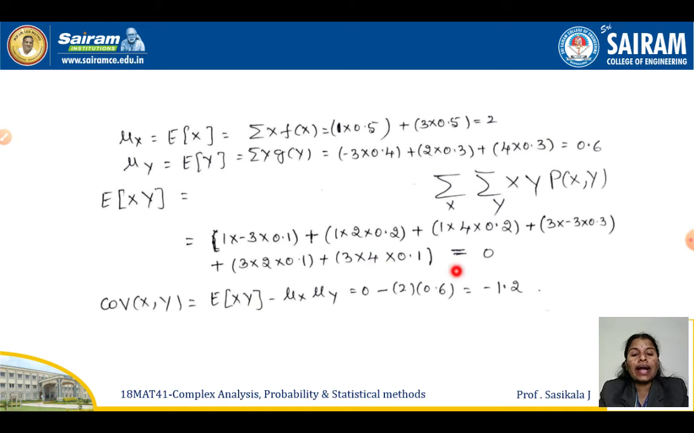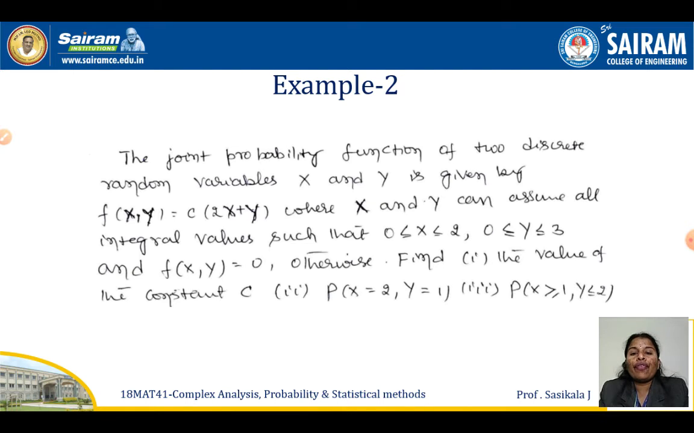Then you can add it and get the expectation of xy, which is equal to 0. Then covariance of xy, what is that? Expectation of xy minus mu x into mu y. That is expectation of x into expectation of y, which is equal to 0 minus 2 into 0.6. It is minus 1.2. So this is the covariance we have found here. So the first question is over.